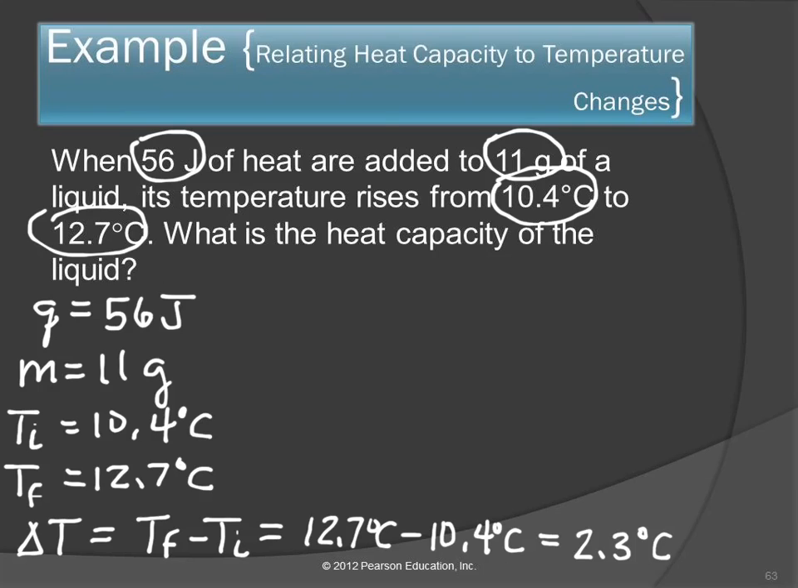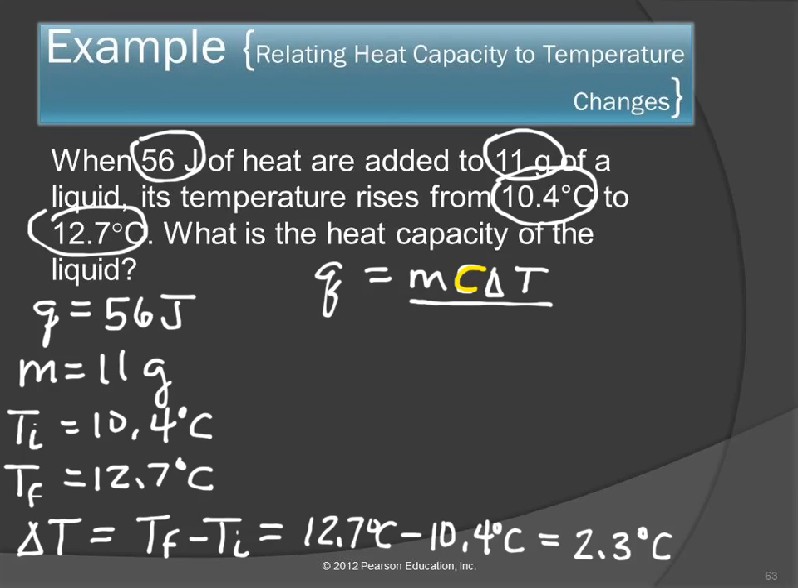Yeah, then we've got our equation: Q equals mc delta T. What are we trying to find? We're trying to find C. So we will have to rearrange the equation.